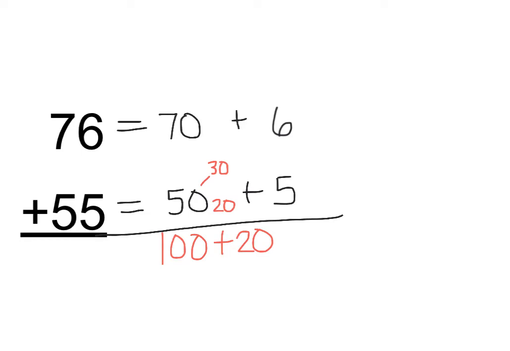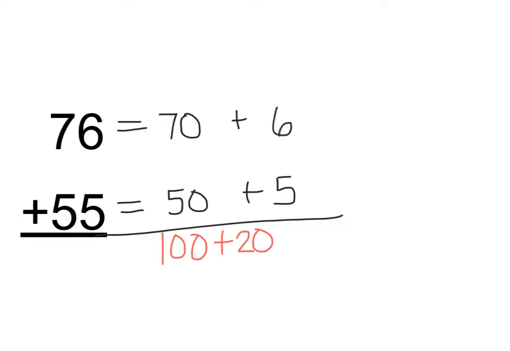Or you might use what you know from the magic 50 and say, well, I know 70 has a 50 and a 20 in it. So 50 plus 50 equals 100, and there's a 20.